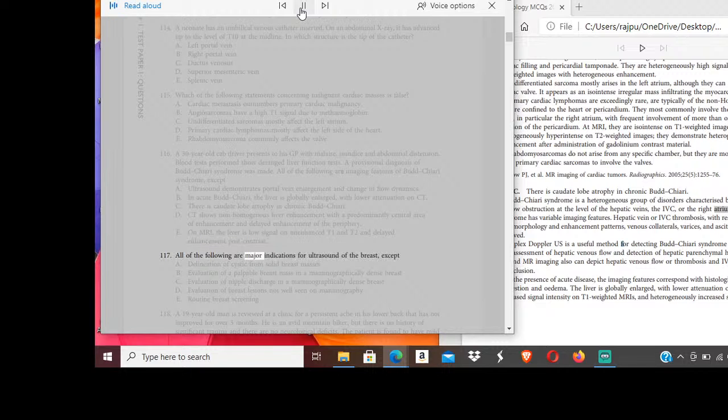117. All of the following are major indications for ultrasound of the breast, except A. Delineation of cystic from solid breast masses. B. Evaluation of a palpable breast mass in a mammographically dense breast. C. Evaluation of nipple discharge in a mammographically dense breast. D. Evaluation of breast lesions not well seen on mammography. E. Routine breast screening.